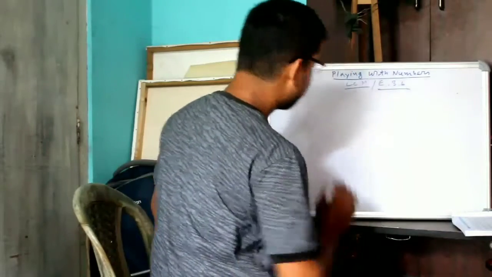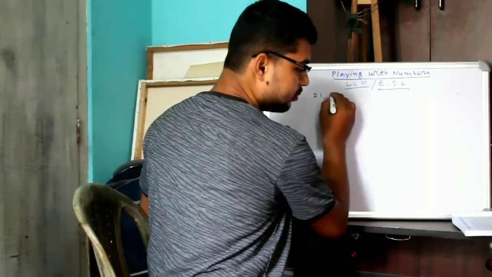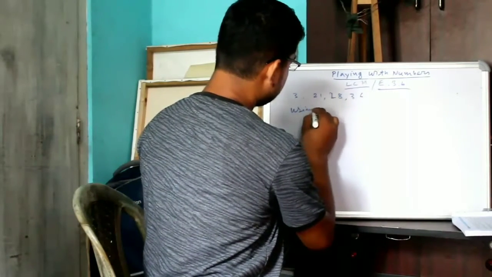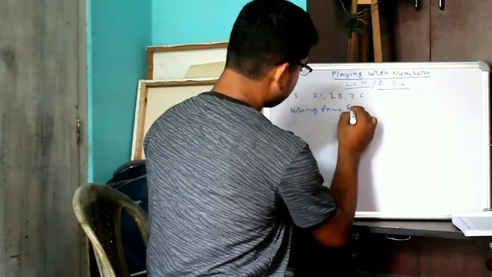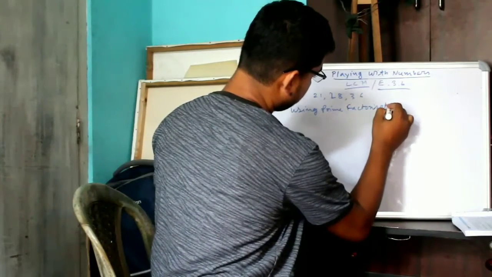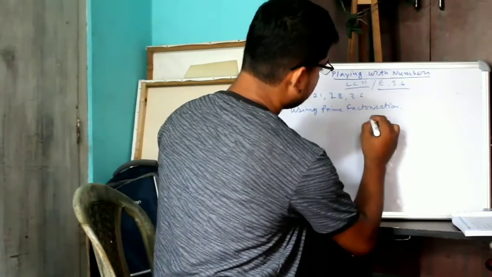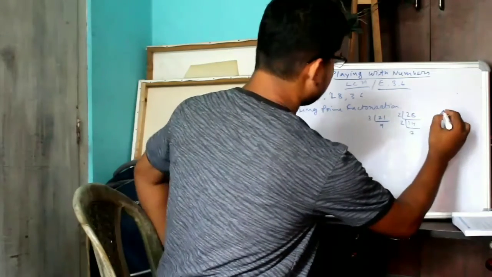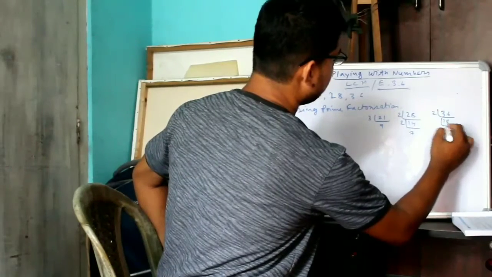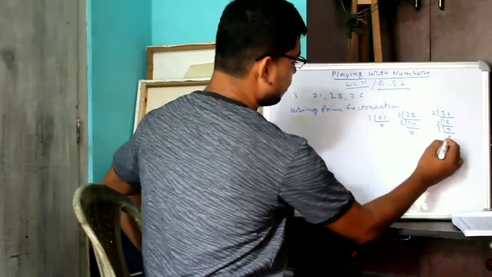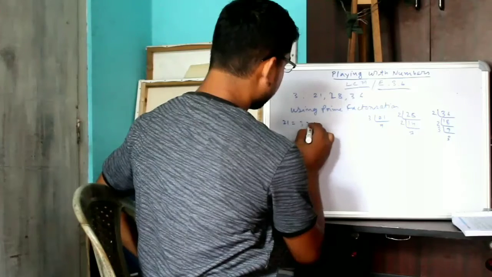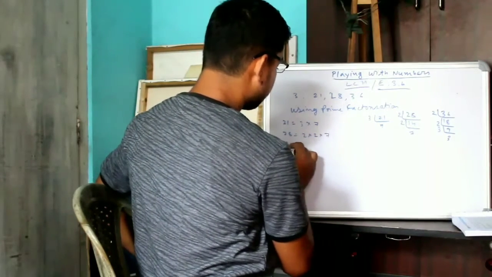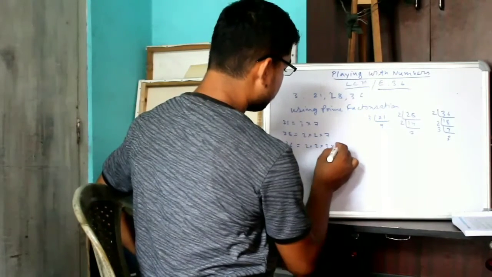Next, number 3. 21, 28 and 36 using prime factorization. 21 is 3 into 7, 28 is 2 into 14, 2 into 7, 36 is 2 into 18, 2 into 9, 3 into 3. So 21 equals 3 into 7, 28 equals 2 into 2 into 7, 36 equals 2 into 2 into 3 into 3.